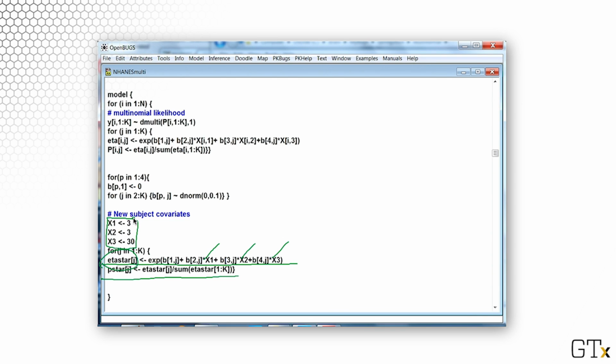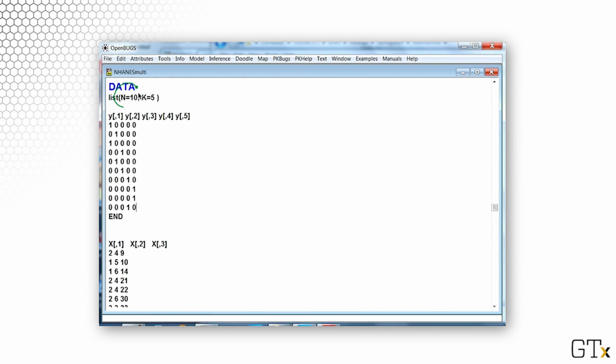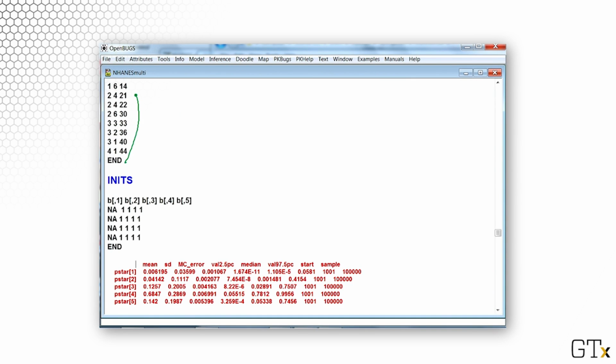How this was working, here we go. There are 10 subjects and 5 categories. And of these 10 subjects, the first one selected category 1, the second selected category 2, the last one selected category 4. Now the covariates for these subjects are given by these values, x1, x2, x3. So you read the selection and you read the covariates and you fit the model. Now you need to initialize this. You need to put NA for B1 because you set this to be 0. And you put initial values for the other B's to be 1.